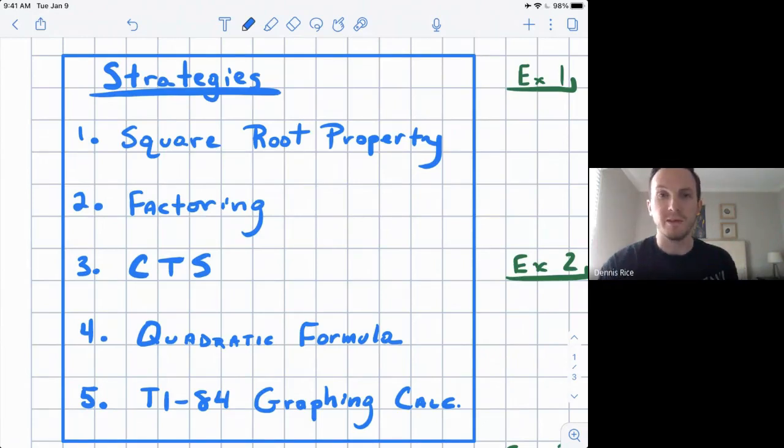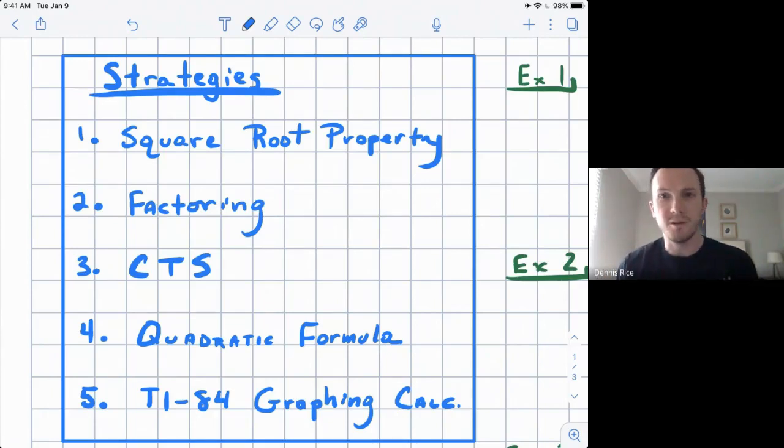Completing the square, probably the least popular, least common technique. It's going to work best when a is equal to 1. And obviously completing the square is very algorithm-like, very step-by-step, procedural, if you will. So we'll go over all those steps.